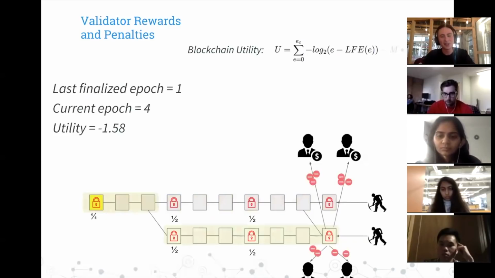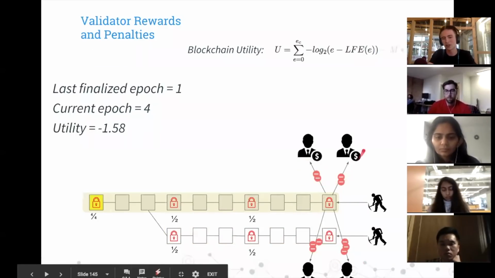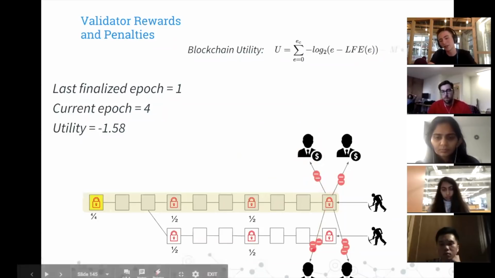Is that, or finalized? Is that the idea? Yeah, basically. The idea is that you see these validators are online from the perspective of this fork, and these validators are online from the perspective of this fork, right? And these validators are losing less money than these validators every epoch.